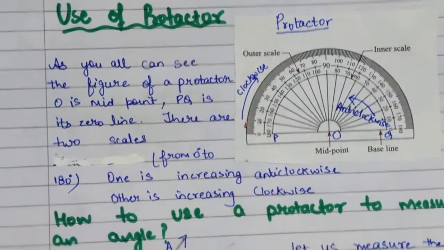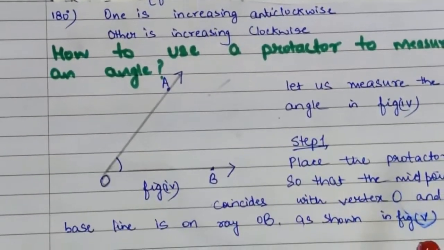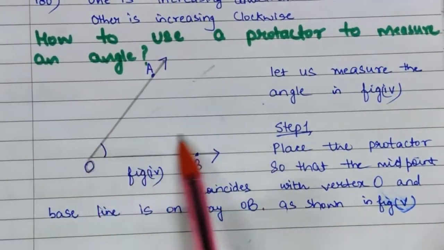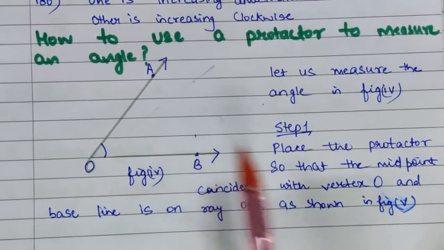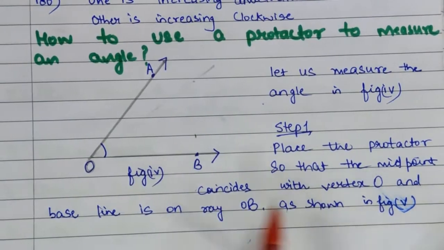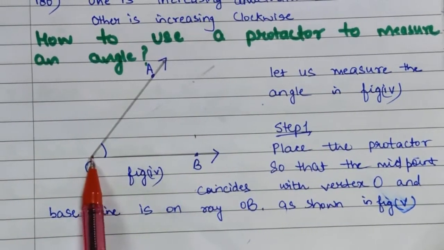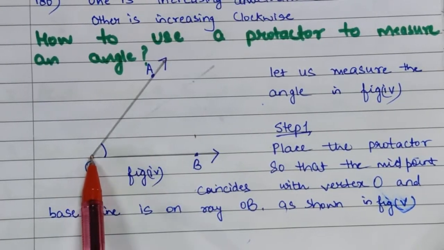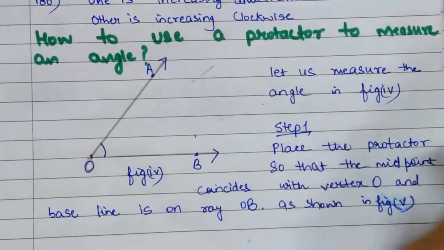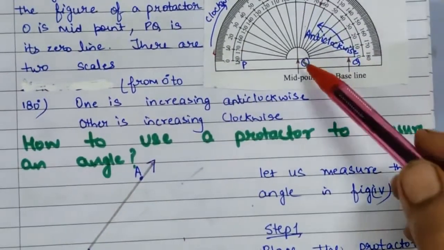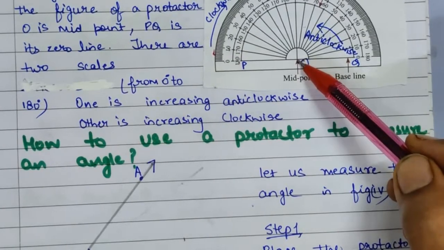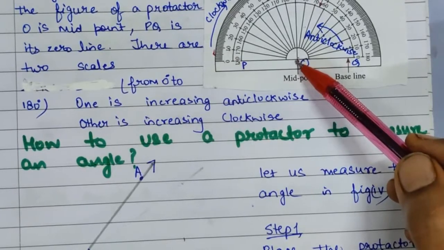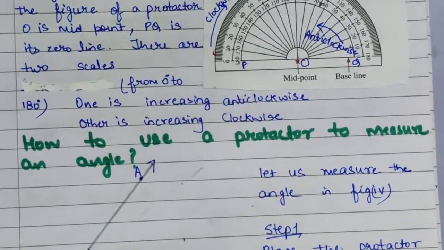Now let us discuss how we can use a protractor to measure an angle. Suppose we have this angle and we have to measure it. The first step will be you will place the protractor so that the midpoint of this protractor, as you can see here, should coincide. Coincide means it must lie upon the vertex O. Clear? Let us discuss with the figure.